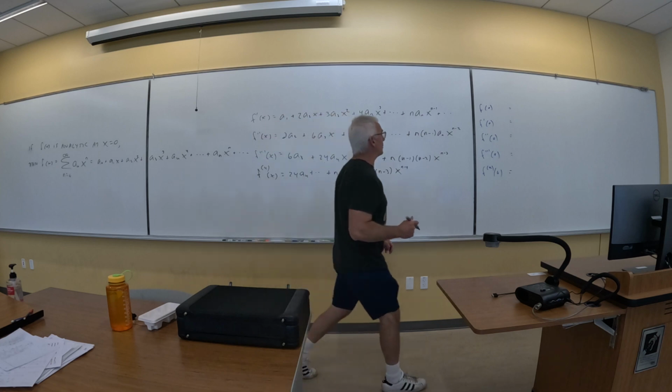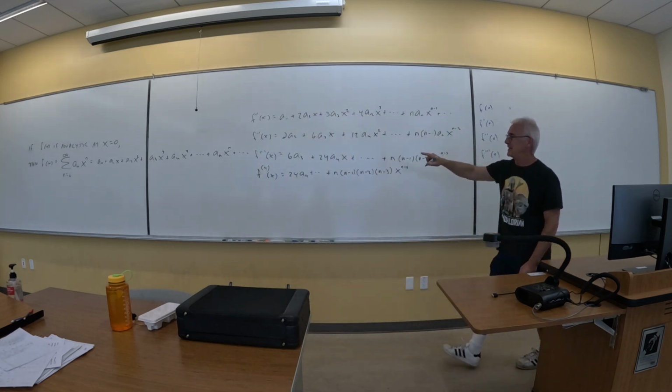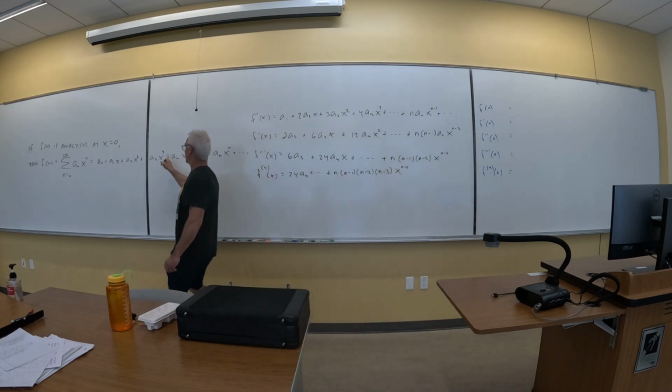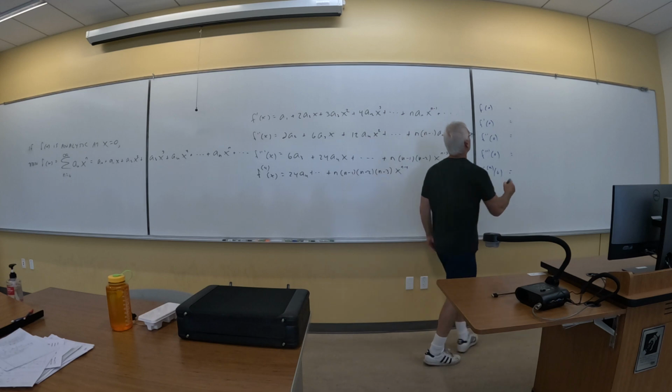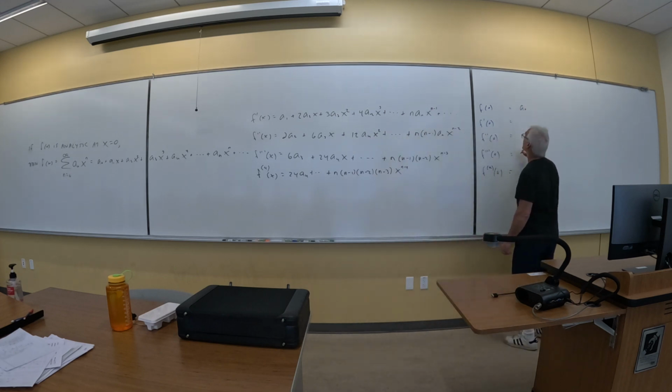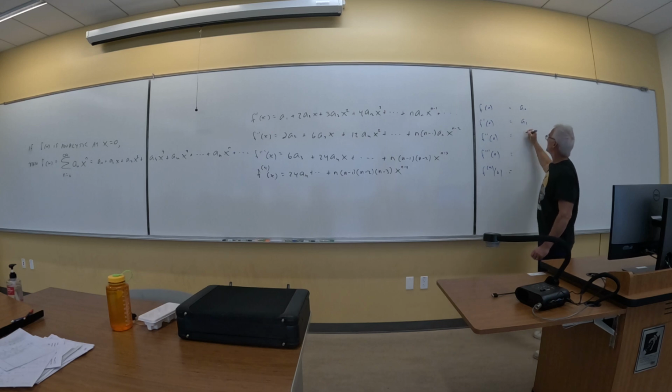So what would f of 0 be? Go back to there. What's f of 0? If I replace x with 0, what am I going to get? A0. Oh, okay. Yeah, that's kind of boring. What's f prime of 0? A1. What's f double prime of 0? 2A2. And the third? 6A3. Oh, and the fourth? 24A4.